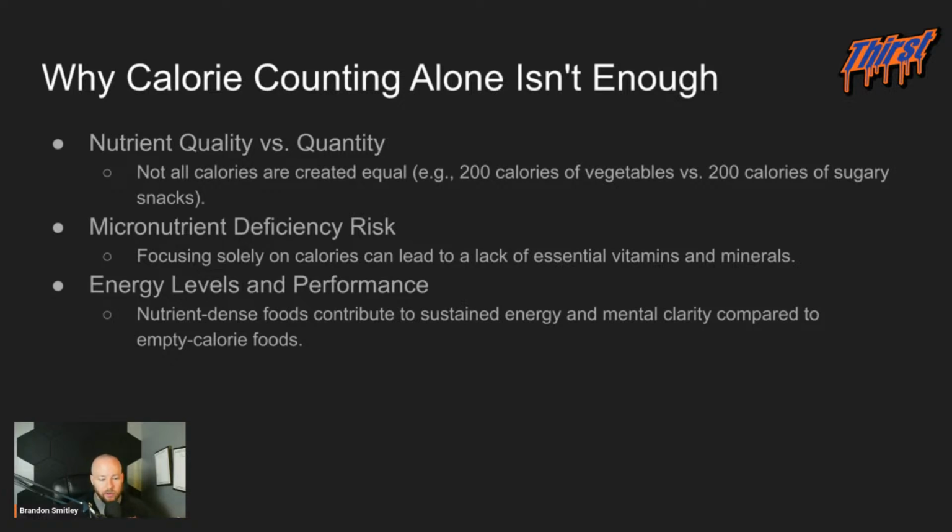And then you've got energy levels and performance. So nutrient-dense foods contribute to sustained energy and mental clarity compared to empty calorie foods. So this kind of goes back to being a high-performing athlete or trying to exercise. If you're having quality foods, then you're more likely to have better quality workouts and better mental clarity. And that stuff all kind of makes sense.